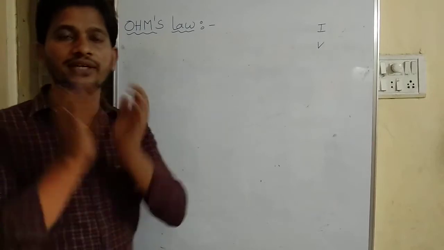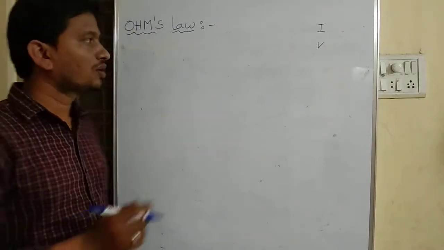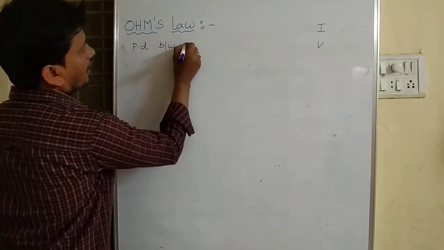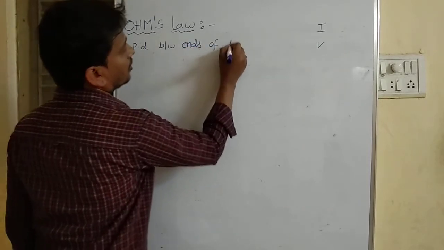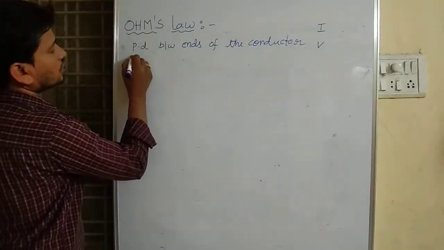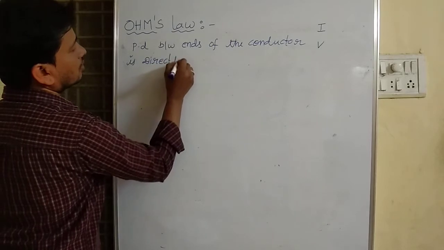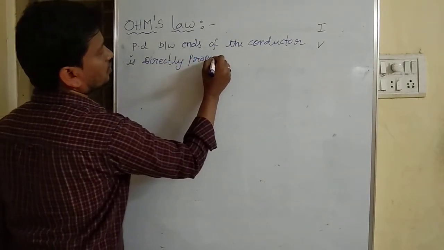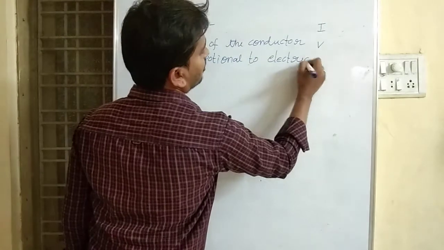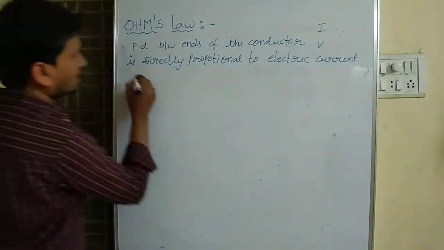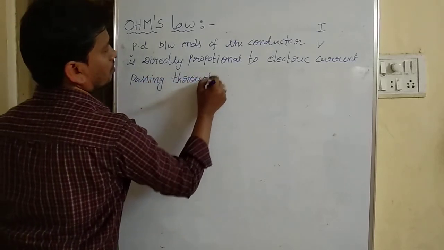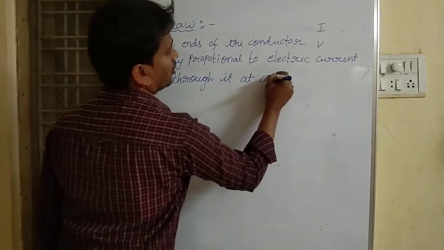So Ohm's law states that potential difference between ends of the conductor is directly proportional to electric current passing through it at constant temperature.